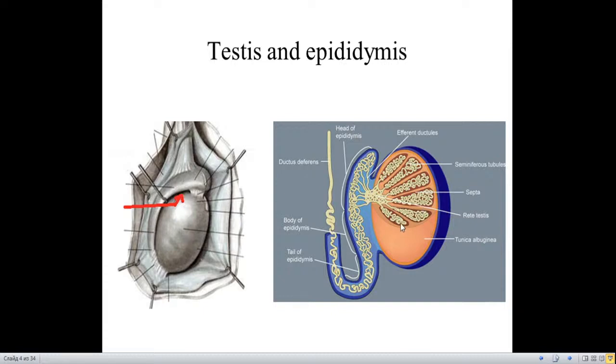If we go inside the testis, we can see that testis is divided by septa into lobules. And these lobules contain so-called seminiferous tubules. Actually there are two types of seminiferous tubules. You see some of them coiled and some of them not coiled, straight. So they are known as convoluted seminiferous tubules, or tubuli seminiferi contorti, and straight seminiferous tubules, or tubuli seminiferi recti.